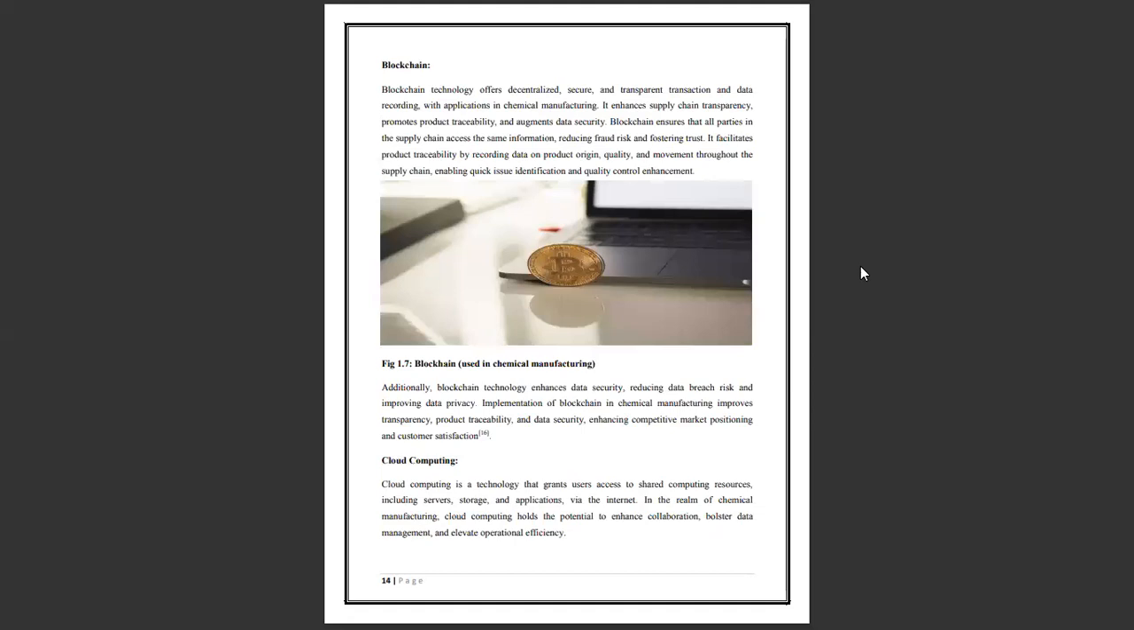Next is blockchain. Blockchain is also very trending in chemical manufacturing. Blockchain technology offers decentralized, secure, and transparent transaction and data recording with applications in chemical manufacturing. It enhances supply chain transparency, promotes product traceability, and augments data security. Blockchain ensures that all parties in the supply chain access the same information, reducing fraud risk and fostering trust. It facilitates product traceability by recording data on product origin, quality, and movement throughout the supply chain, enabling quick issue identification and quality control enhancement.